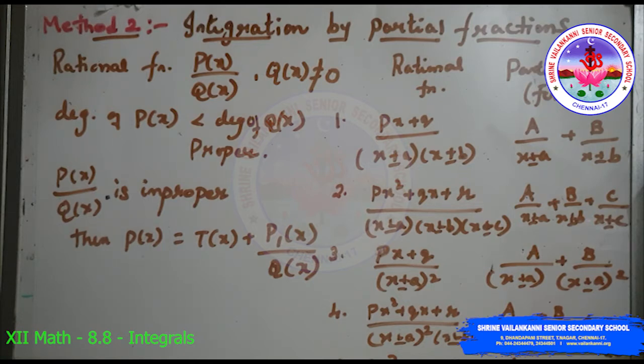This method is applicable to integrate all rational functions of the form p of x by q of x, where p of x and q of x are polynomials of x and q of x is not equal to 0. If the degree of p of x is less than the degree of q of x, then the rational function is called proper. But if the function is improper, then the degree of p of x is reduced by dividing p of x by q of x, we get t of x plus p1 of x by q of x.